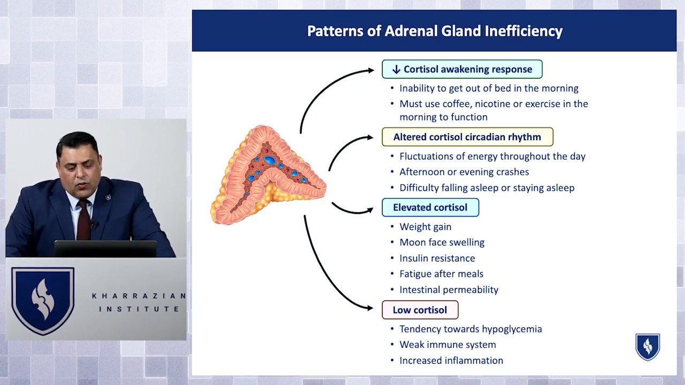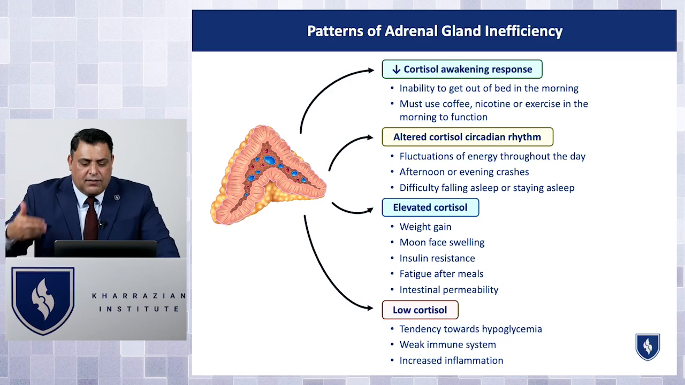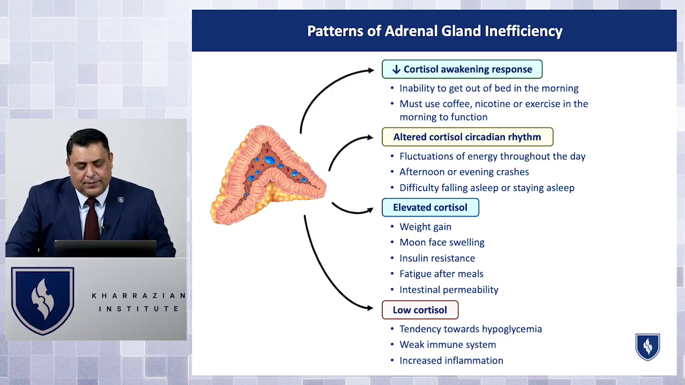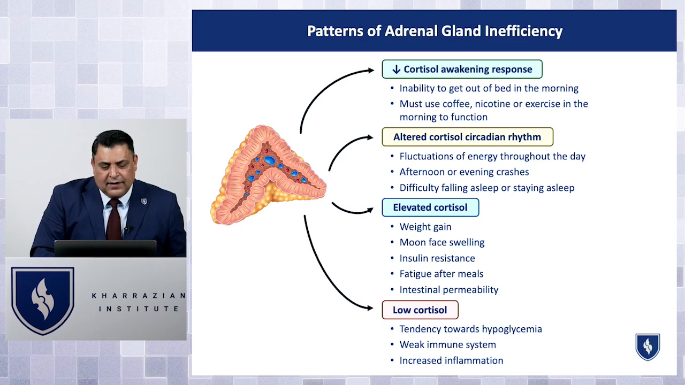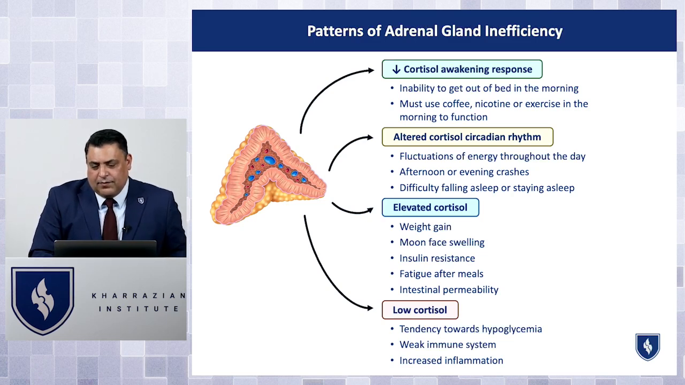And then elevated cortisol leads to insulin resistance, weight gain, moon face, swelling, fatigue after meals, and intestinal permeability. If they have low cortisol, they have a tendency towards hypoglycemia, so they have to eat frequently all the time, or they get shaky, lightheaded, irritable, with a weak immune system and increased inflammation. So these are all the patterns of adrenal gland imbalances that need to be restored in order to have the adrenal glands compensate for these types of imbalances.